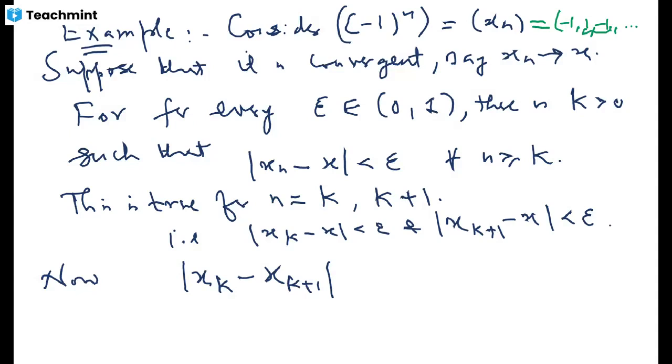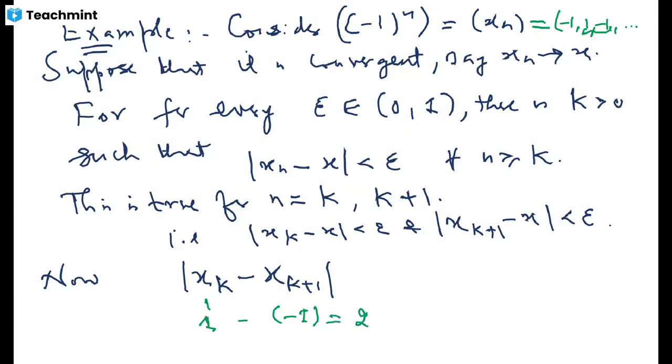So if the first term is 1, the second has to be minus 1. So if the kth term is 1, then clearly the k plus 1th term is always going to be minus 1, and then you will have this distance to be 2.